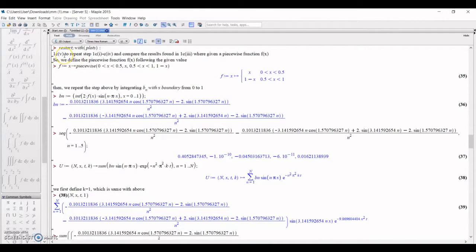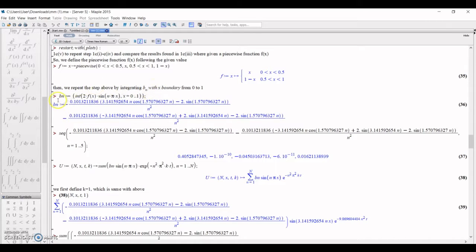Question 1 C5. Here, we need to repeat the steps of question 1 C1 to question 1 C4. Then we compare with the result found in 1 C3, where a piecewise function f(x) is given. f(x) equals x when x is larger than 0 and smaller than 0.5, while f(x) equals 1 minus x when x is larger than 0.5 and smaller than 1. Then we repeat the steps above by integrating for bn with x boundary from 0 to 1.